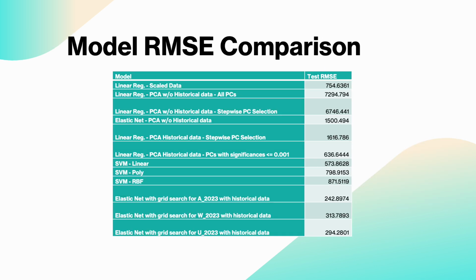And here's our final model comparison. We've got linear scale data at the top. Those are the first models I talked about. As you move down, you'll see the RMSEs. And at the bottom are the 3 ElasticNet models that we had the most success with. And all of those were about 300, 313 and under. So they perform better than any other.